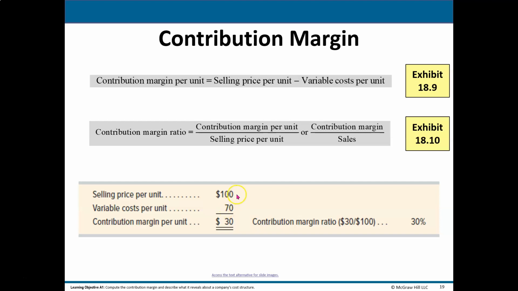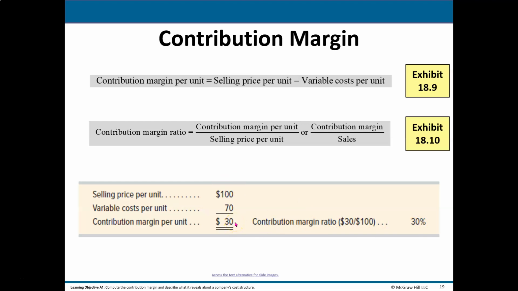So taking our sales price of $100 per unit minus our variable cost per unit of $70, this will leave me a positive contribution margin per unit of $30. Now, in order to determine the ratio, I want to take my $30 here, my contribution margin per unit, and divide that by the sales price per unit. And we see that over here. And so my contribution margin ratio is 30%.